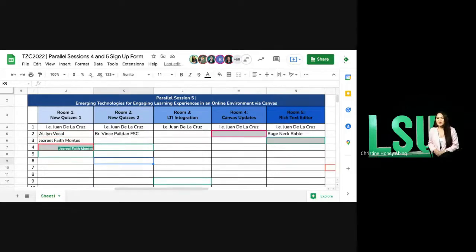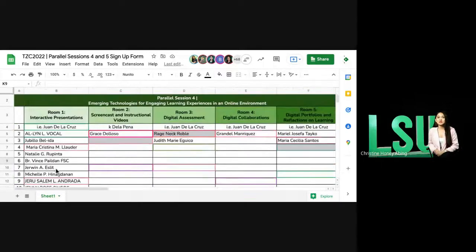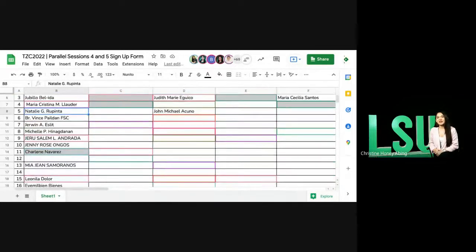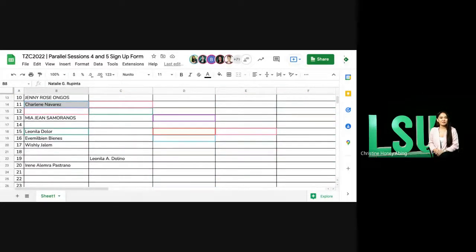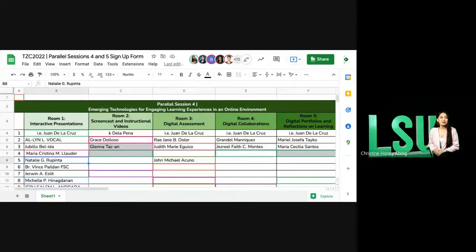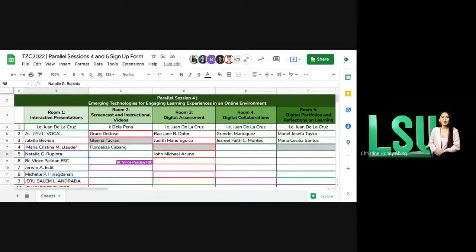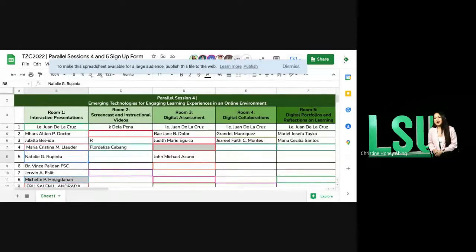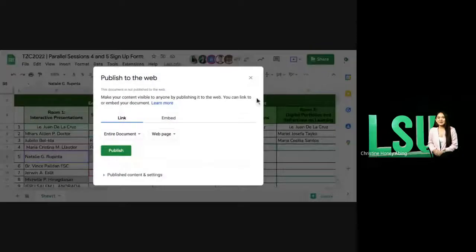Rajnek Roble, room 5. This is for session 5. For session 4, there are a lot of people signing up already. So I encourage everyone to please sign up as well so that we can see your names here in our live feed. As we can see, there are so many people signing up for room 1. So let us all fill up all of the other rooms also, rooms 2, 3, 4, and 5. Please do pick those rooms as well so that we will be equally divided.